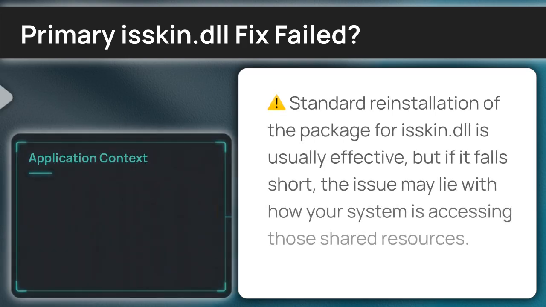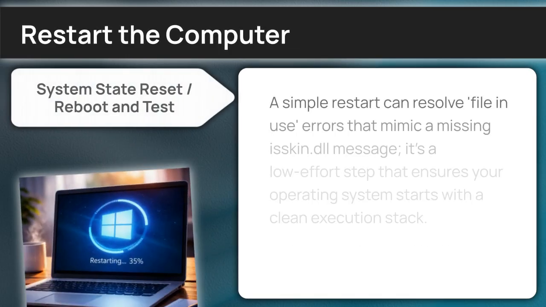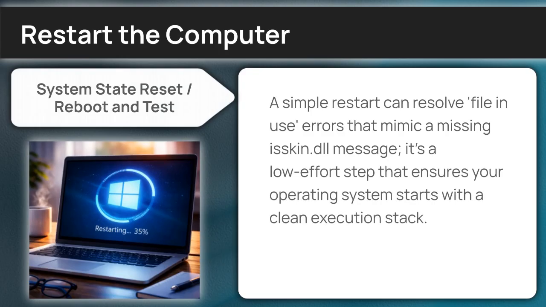When the primary installation path fails, a more surgical approach to checking your system's environmental variables is required. A standard restart allows the Windows bootloader to rescan your system directories and potentially recognize and unregister the Isskin library component.